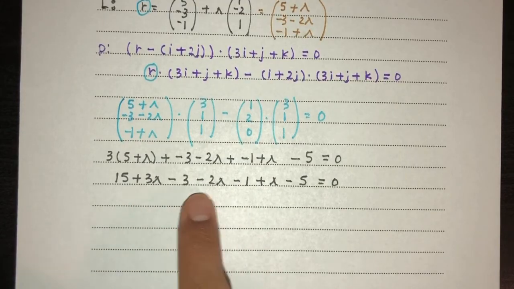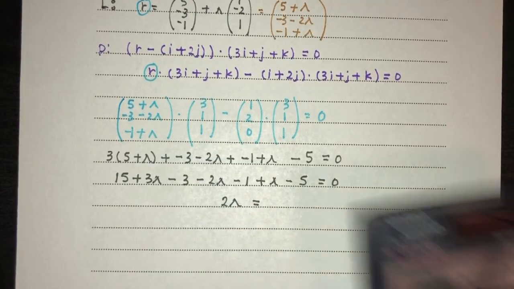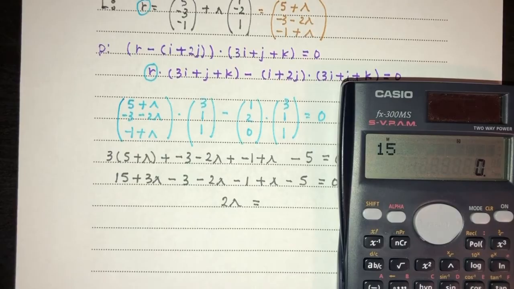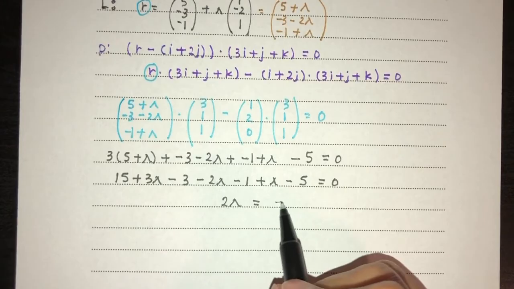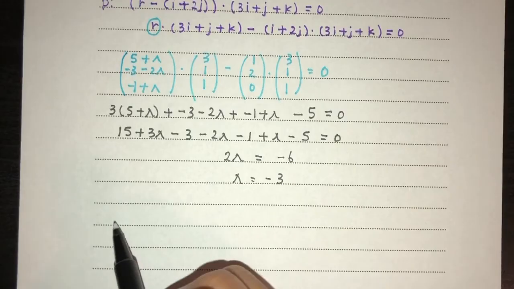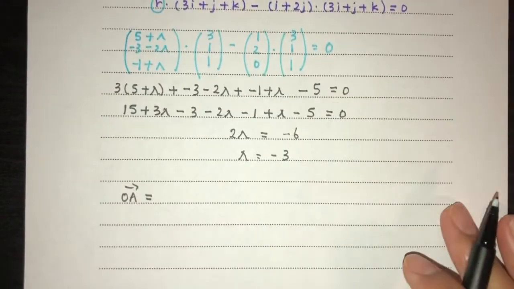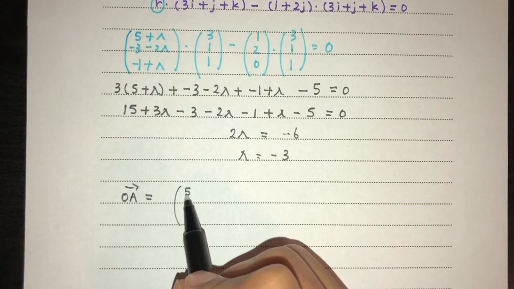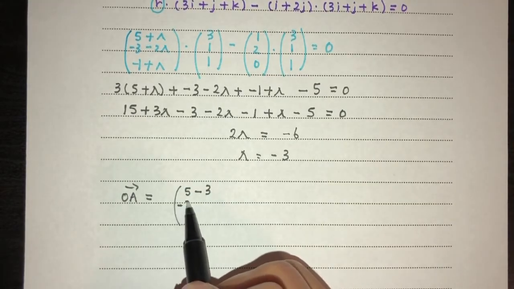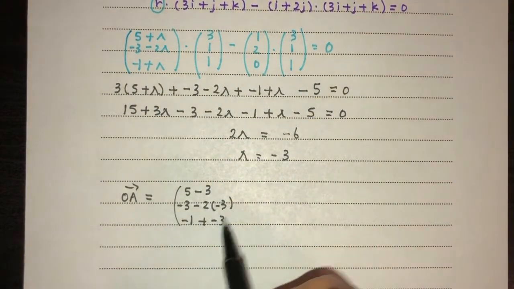Simplify. 3 minus 2 plus 1, that will be 2 lambda equal to 15 minus 3 minus 1 minus 5. That will be 6. We send 6 over here, becomes minus 6. Lambda will be minus 3. So now to find the position vector of A, so OA, we have to replace the value of lambda in the main equation. So you will have 5 plus lambda, minus 3 minus 2 times lambda, minus 1 plus lambda.